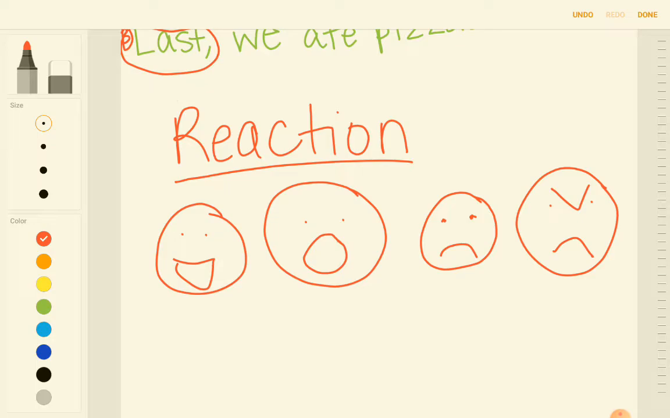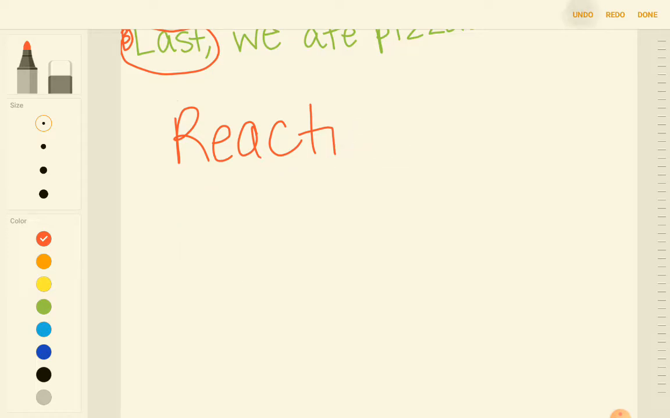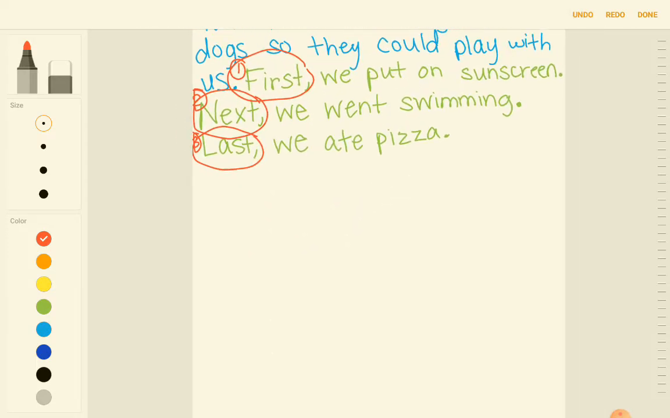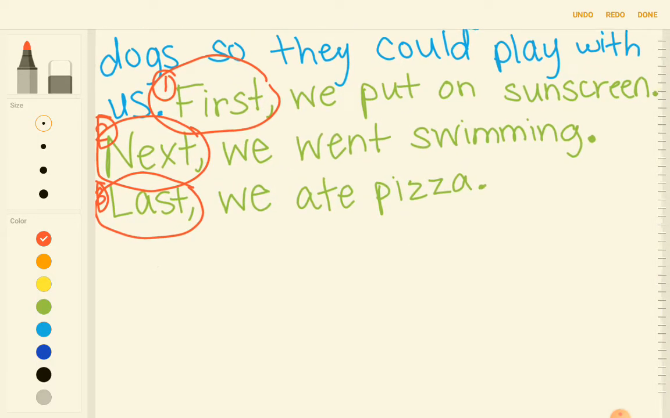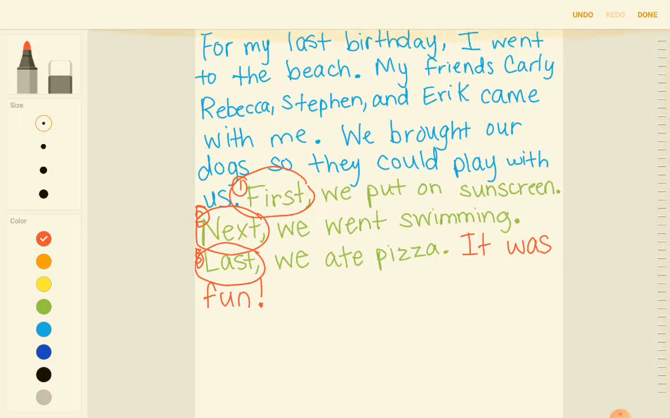So we are going to talk about our reaction to our birthday. So thinking back to my last birthday, I had a really fun time. I really enjoyed spending time with my friends, going swimming, and eating pizza. So I'm going to say, it was fun. That is my reaction. I thought it was fun. I had a good time. It was fun. That's my reaction to my story.